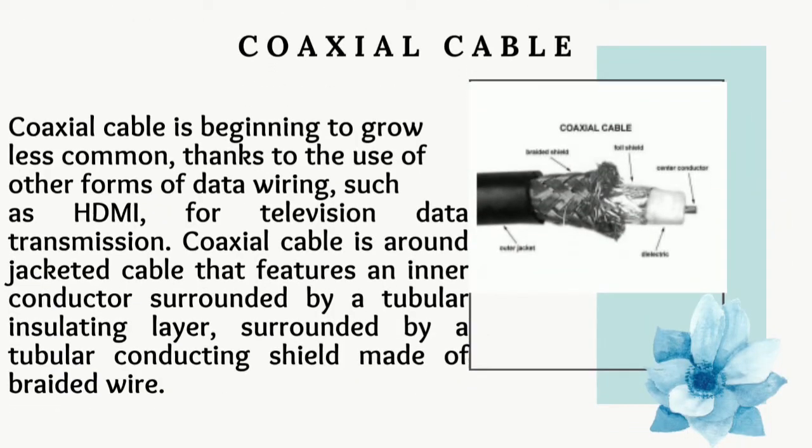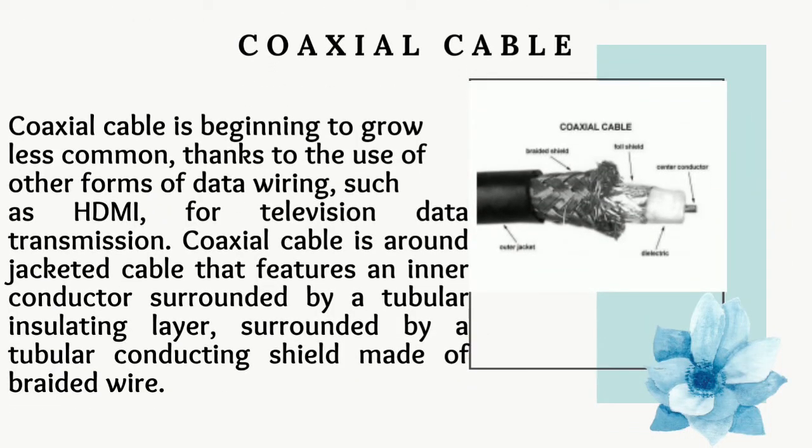Okay, the coaxial cable is beginning to grow less common thanks to the use of other forms of data wiring such as HDMI for television and data transmission. Coaxial cable is a round jacket cable that features an inner conductor surrounded by a tubular insulating layer, surrounded by a tubular conducting shield made of braided wire.